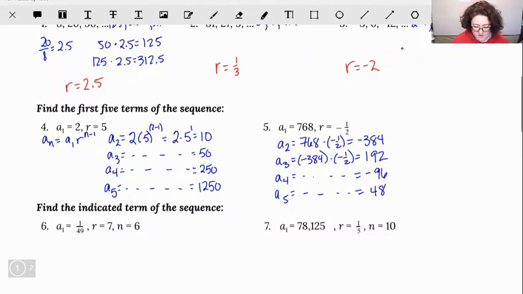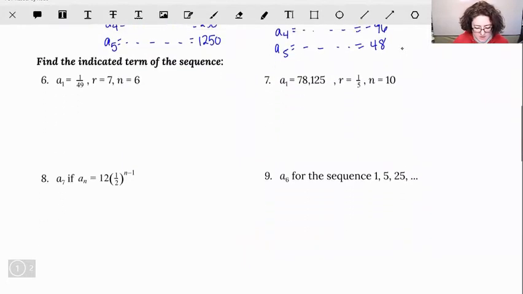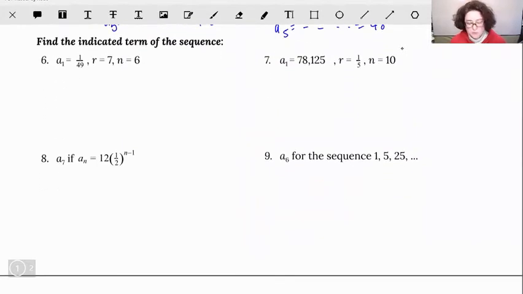Alrighty. So again, what if we're not just straight out calculating our values? What if we need to go a little bit further than brute force? So again, we go back to our formula. We know that a sub 1 is 1/49. Our common ratio is 7, so we're going to keep multiplying by 7. And this one's giving us n equals 6, so that means we want to find the 6th term.